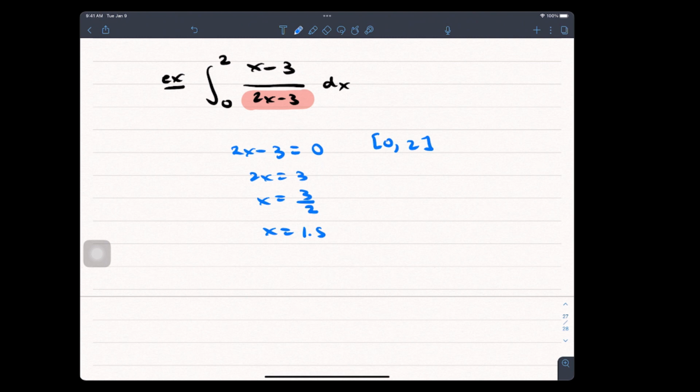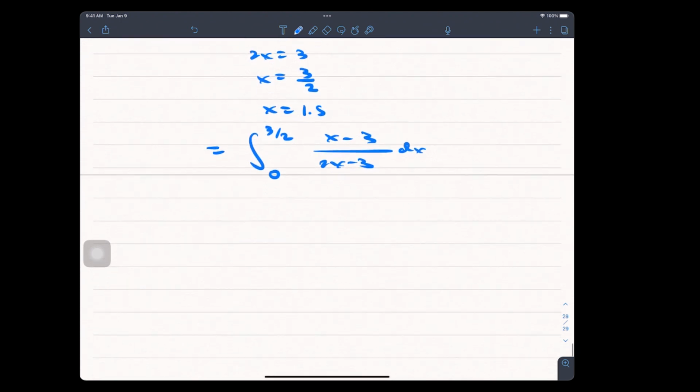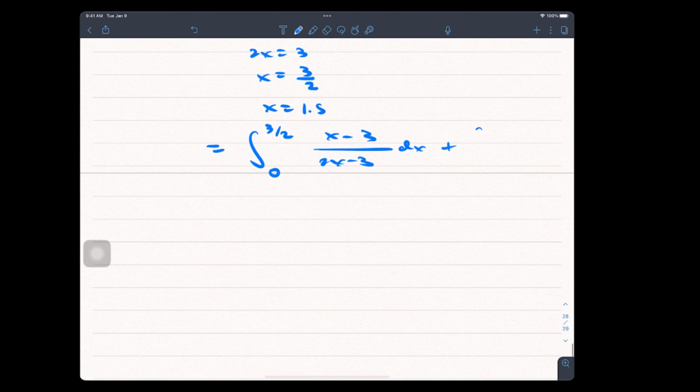What do I do if I have the vertical asymptote right in the middle? Unfortunately, you have to break this up. Break it up from 0 to 3 halves, x minus 3 over 2x minus 3, and add it to this integral.